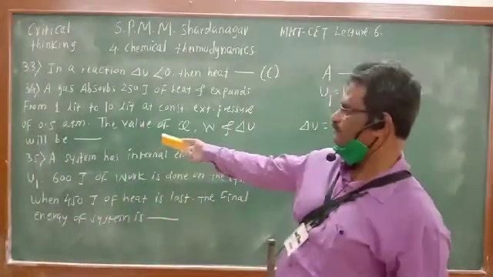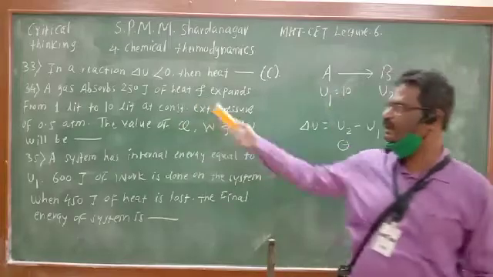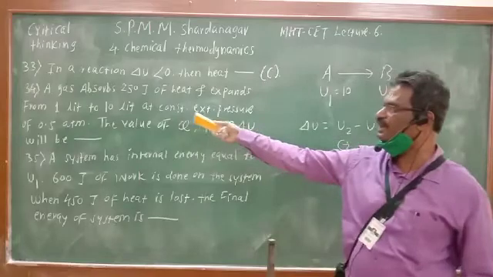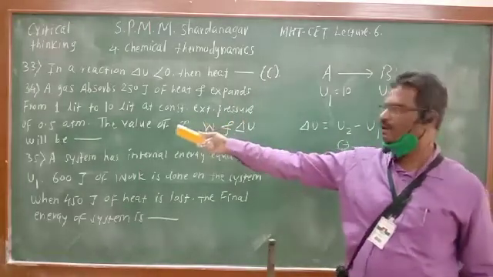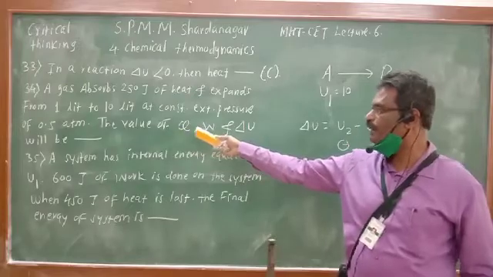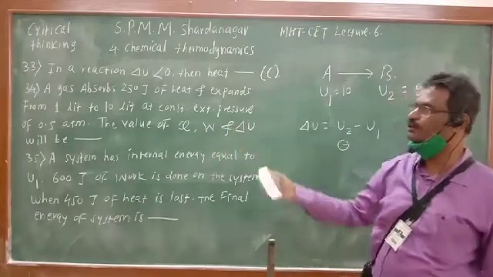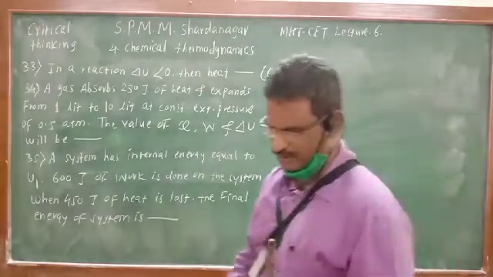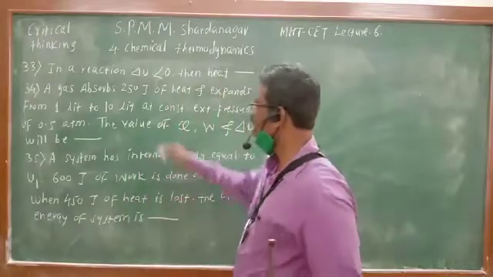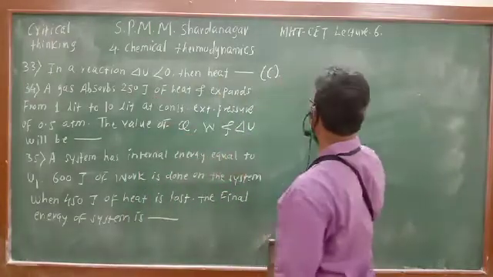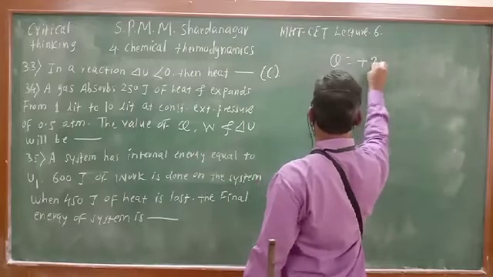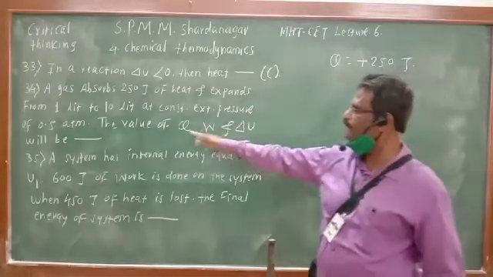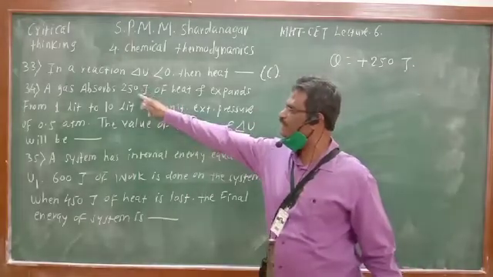Now next question, question number 34. A gas absorbs 250 joule of heat and expands from 1 liter to 10 liter at constant external pressure of 0.5 atmosphere. The values of Q, W and delta U are the 3 values we have to find out. Q is directly given there. Gas absorbs 250 joule of heat. So what is Q? Q is nothing but plus 250 joule. That is very simple.